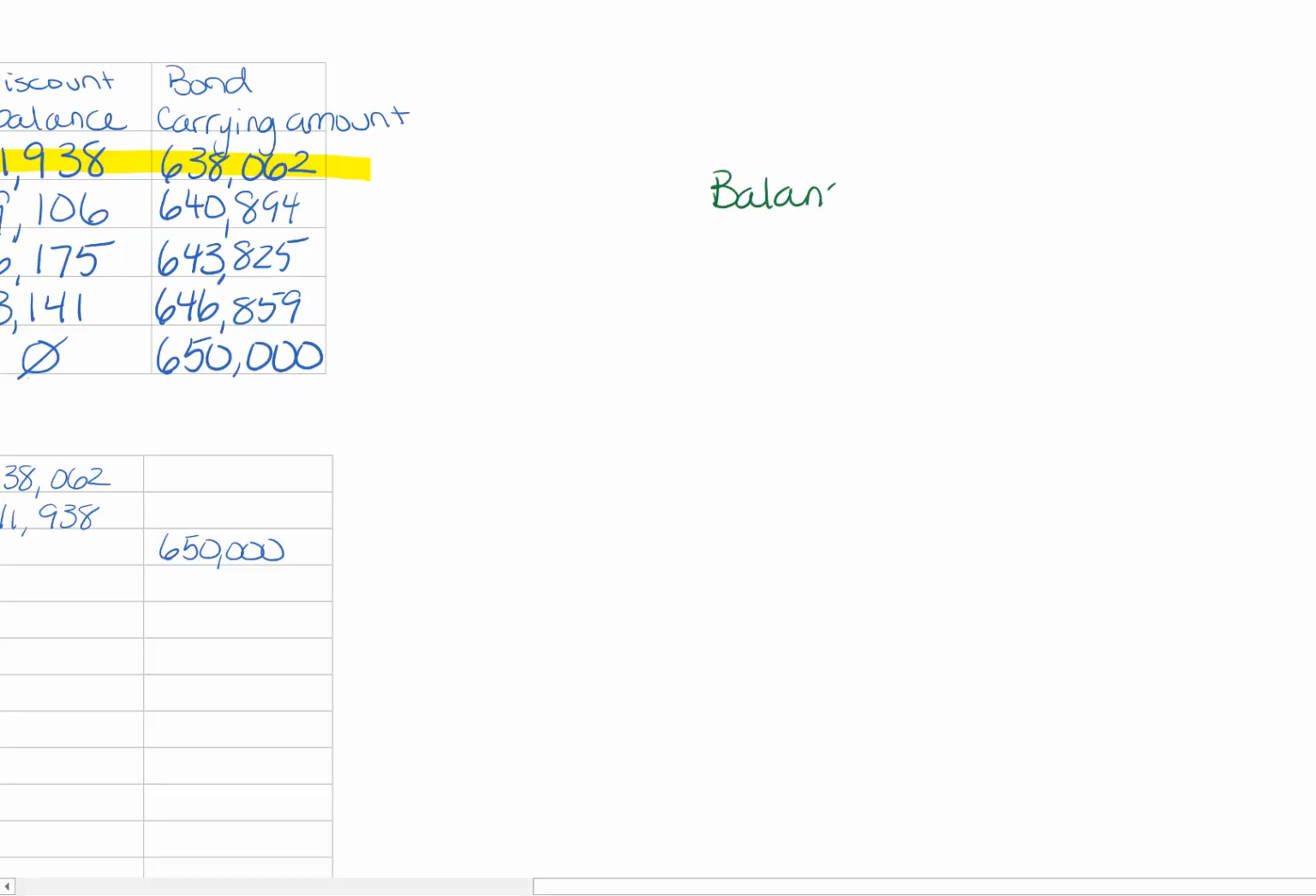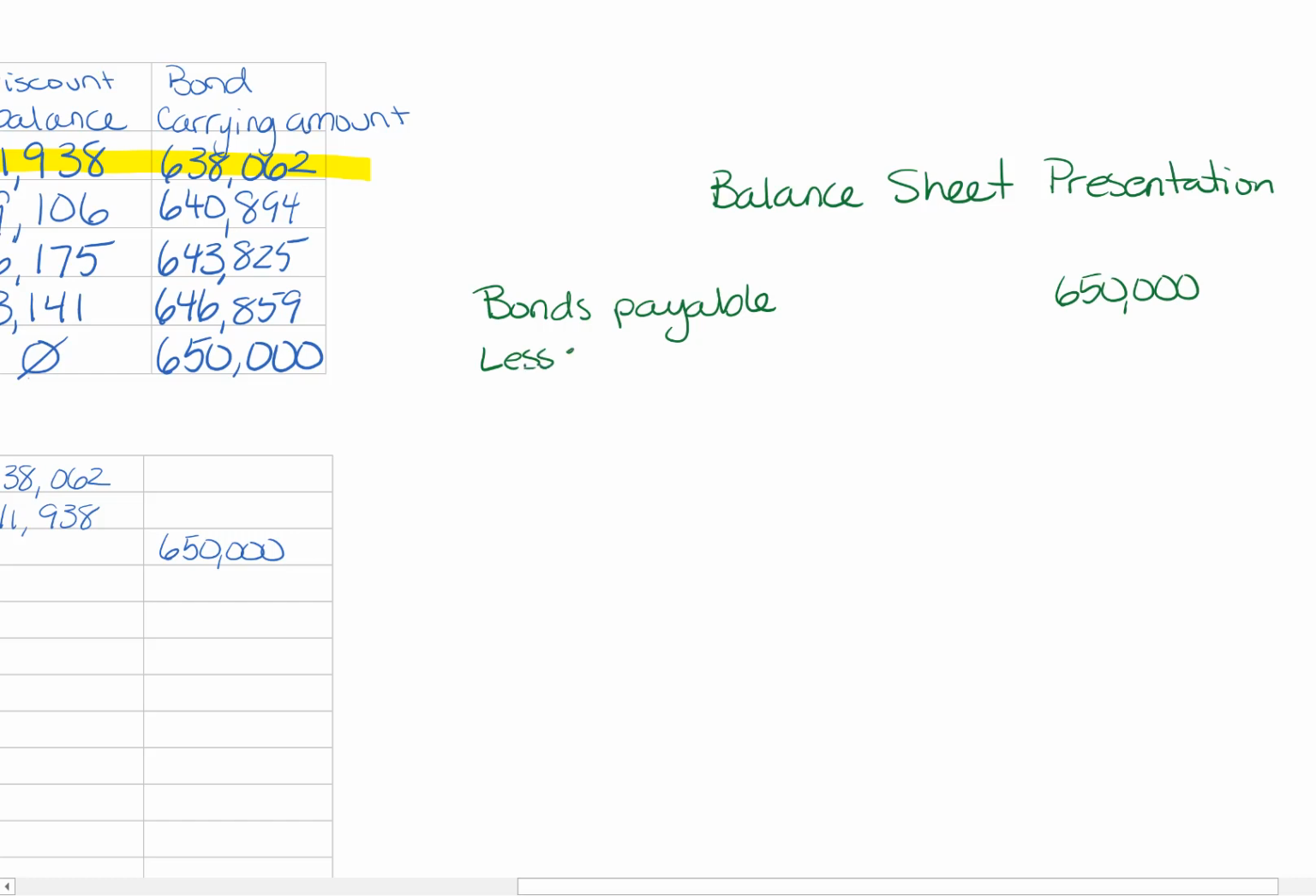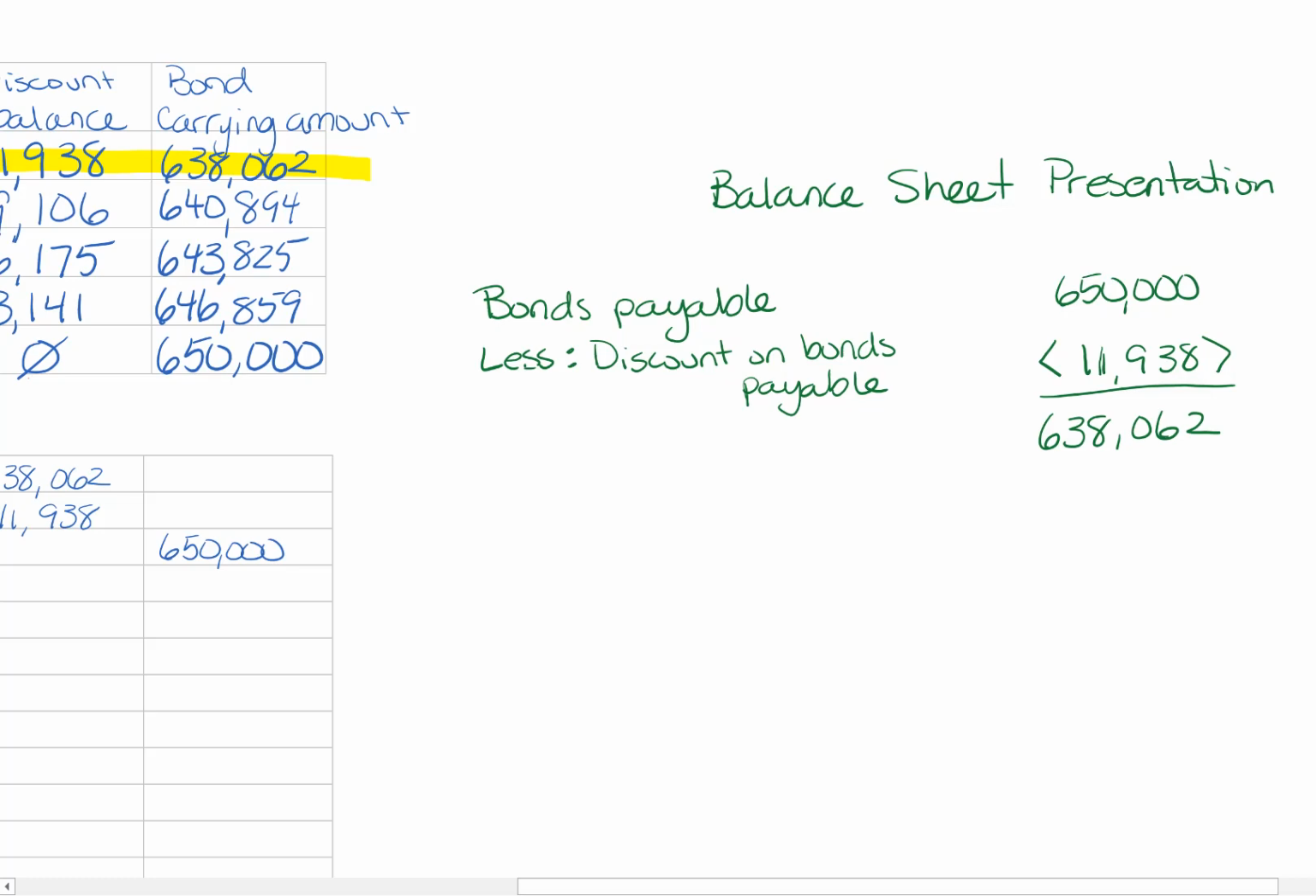We can set this up as an account called Discount on Bonds Payable. And if we were to look at our balance sheet right now, we would see the bonds payable account sitting as a liability at $650,000 and the discount on bonds payable account of $11,938. That is reducing the balance of the bonds payable so that the net value of that bonds payable account is going to be the $638,062, which is our carrying amount in our table.